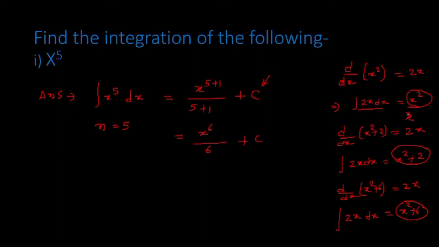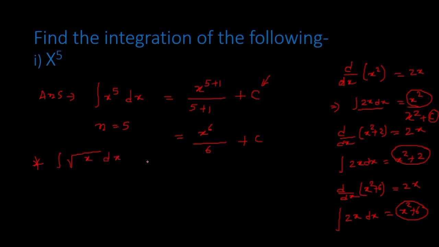So integration of 2x we can write as x square plus c, where c can be any real value, 1, 2, 3, 4, minus 1 half, anything. So after integration we have to put a plus c in it. Now similarly try to solve integration of root x dx.